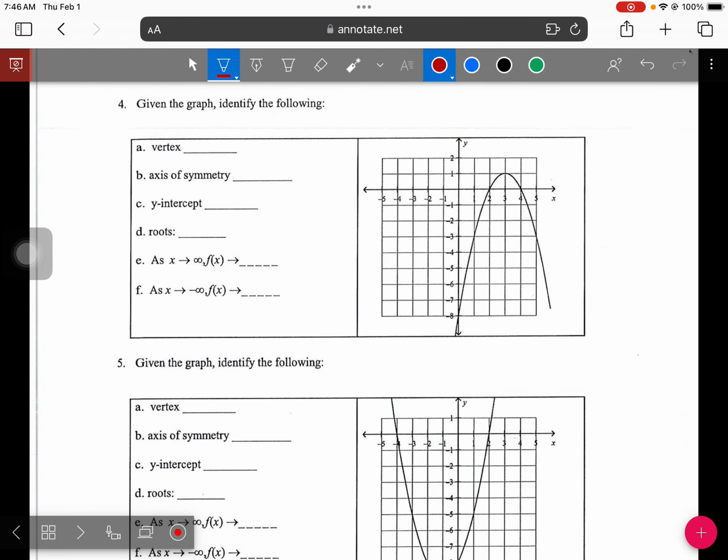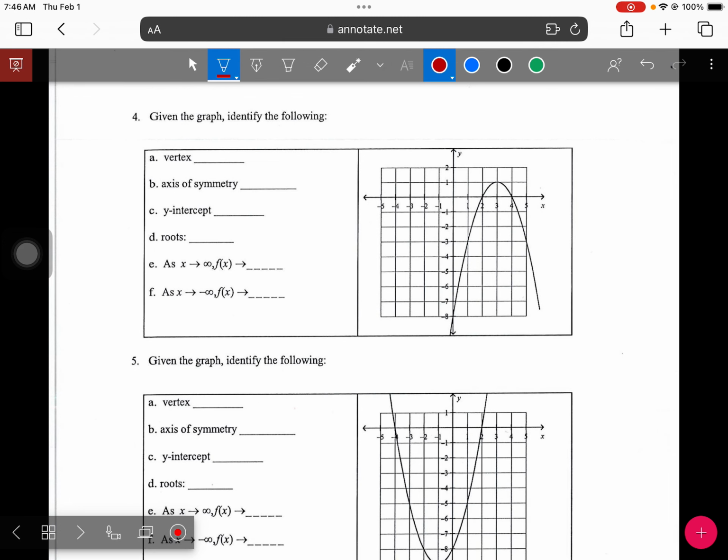Ooh, good one. Graph. Given the graph, identify the following. All right. Vertex. What is my vertex? Somebody? Anybody? 3, 1. Yeah, and I would strongly say mark it on the graph. You don't have to, but you can, and it makes it visually obvious to you.